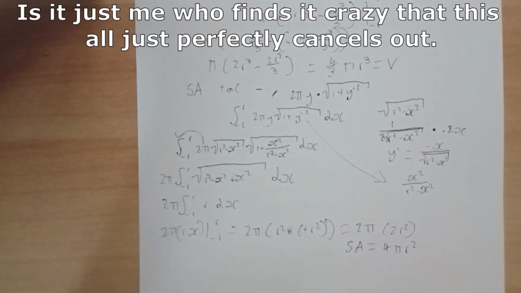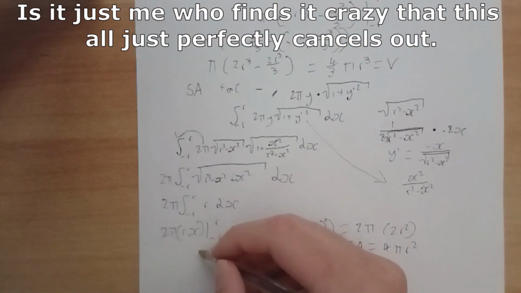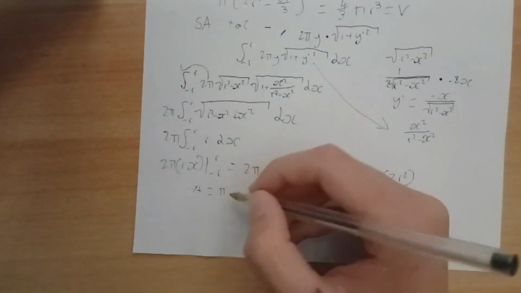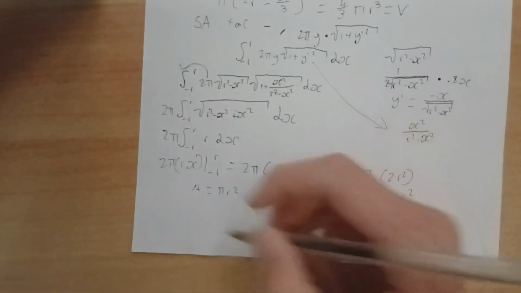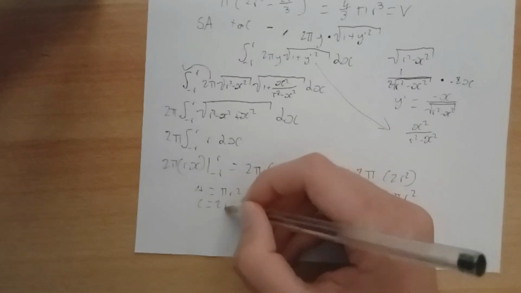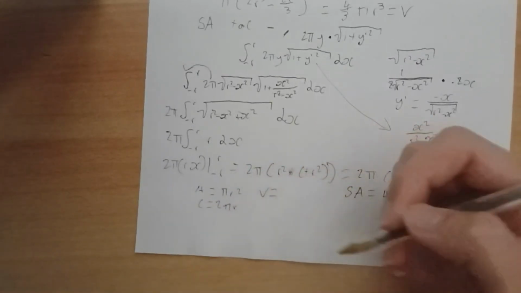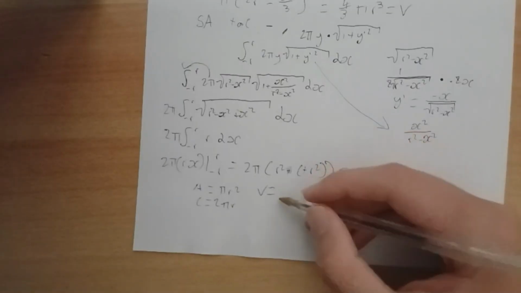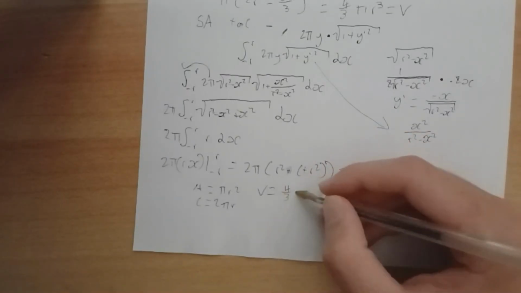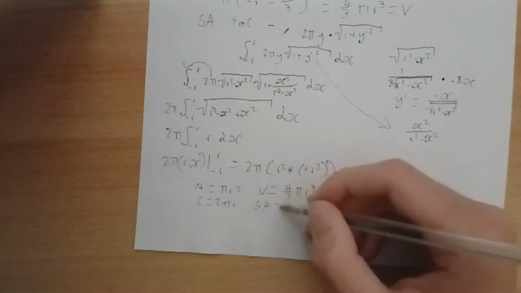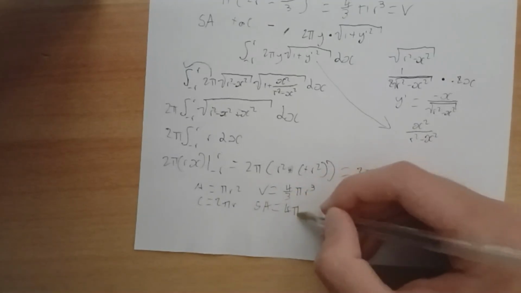So all the formulas we found: the area of a circle is equal to pi r squared. The circumference is equal to 2 pi r. Our volume is equal to 4 over 3 pi r cubed. And the surface area of a sphere is equal to 4 pi r squared.